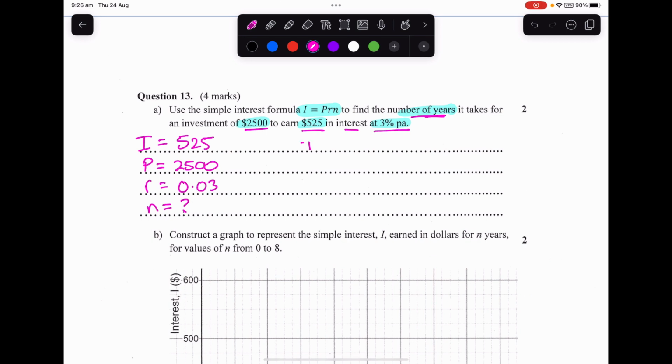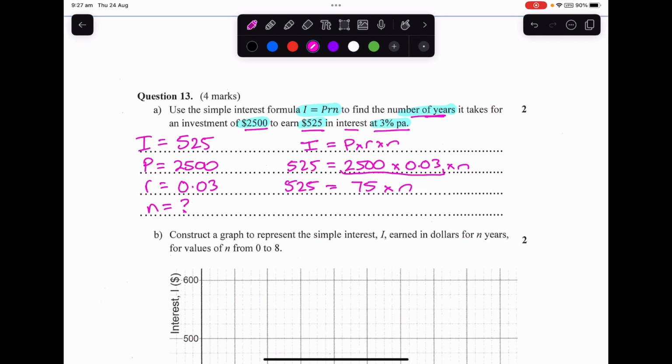I can now put that all into my formula. I equals P times R times N. So my I is 525, my P is 2,500, my R is 0.03, and I don't know what N is at the moment. First thing I'm going to do is simplify this part here. 2,500 times 0.03, which will give me 75. And I'm going to times that by n because I still don't know what n is.